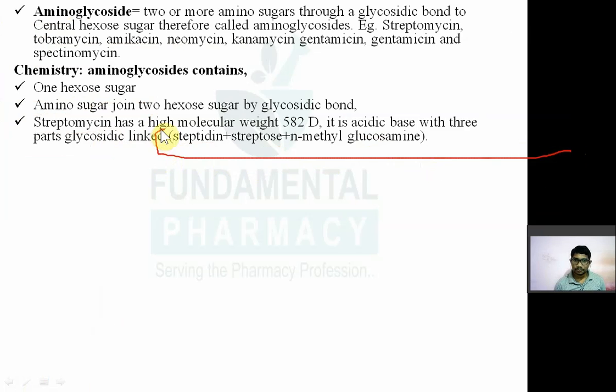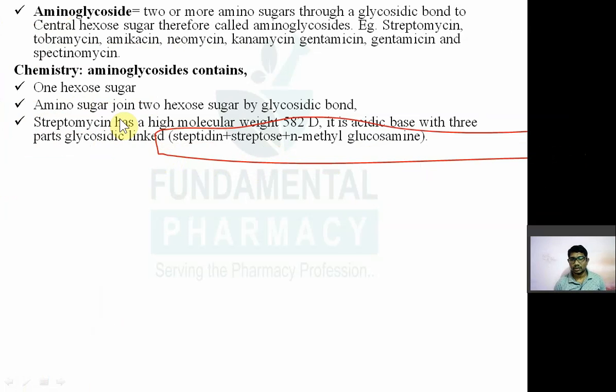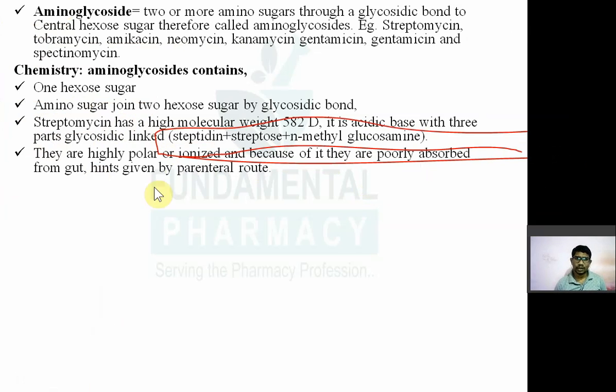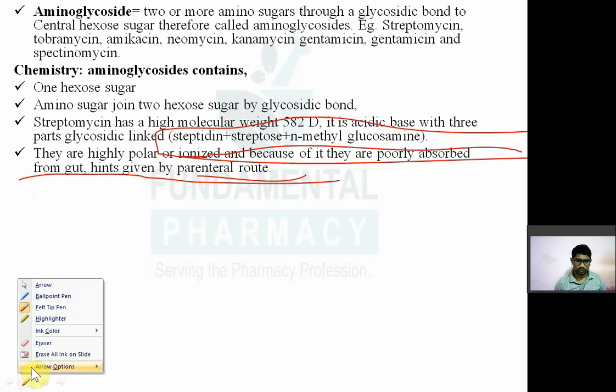It is made of three components: streptidine plus streptose plus N-methyl glucosamine. They are highly polar or ionized. Because of that ionization and polar nature, they are very poorly absorbed from your GIT and hence given by parenteral routes. So all the aminoglycosides are not given by the oral route.